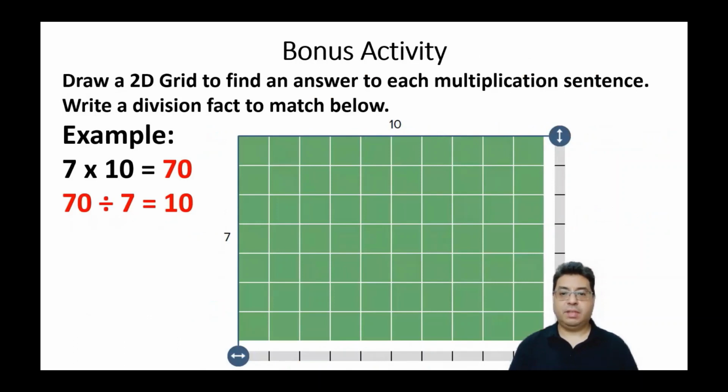So for the bonus activity, I'm going to have you draw a 2D grid to find the answer to each multiplication sentence. Write a division fact to match below. So I've got this example where you've got 7 times 10 equals 70, and 70 divided by 7 equals 10. Now, I only wrote one division fact because that's what the direction says. It says write a division fact, not 2. So it's actually telling you just to write 1. Now, there's another one you could have put, and either one would be okay. I'm just showing you this one here. But if you put the other one, which is 70 divided by 10 equals 7, that one would be okay too.